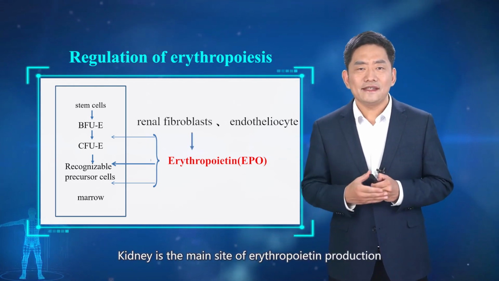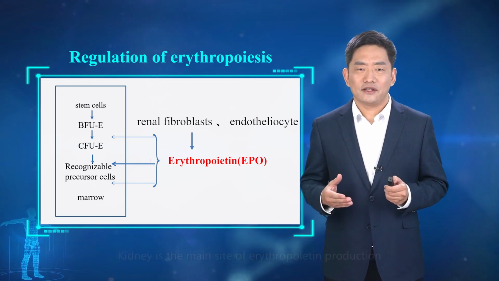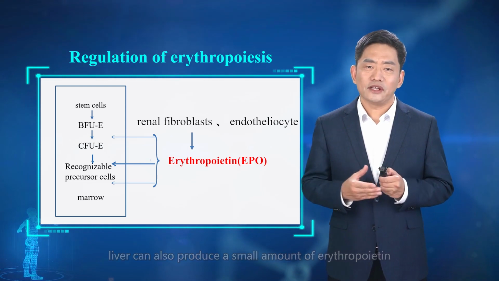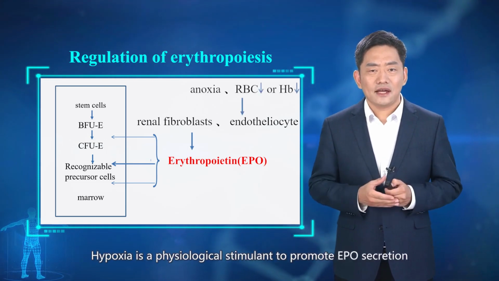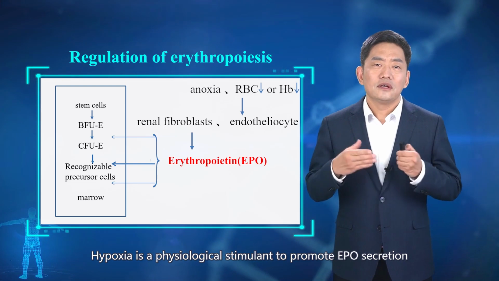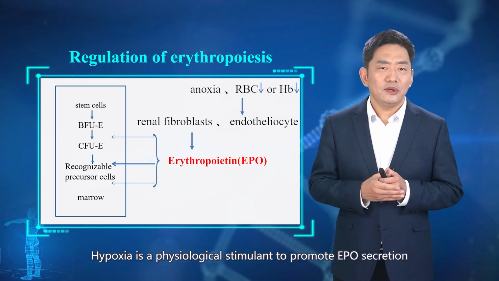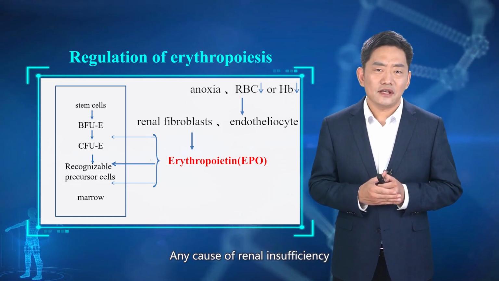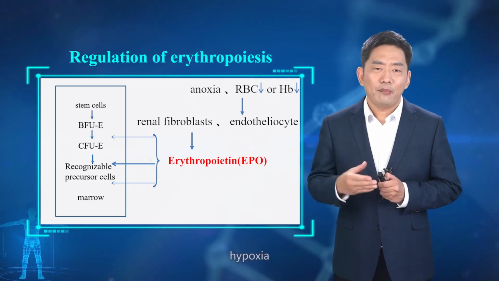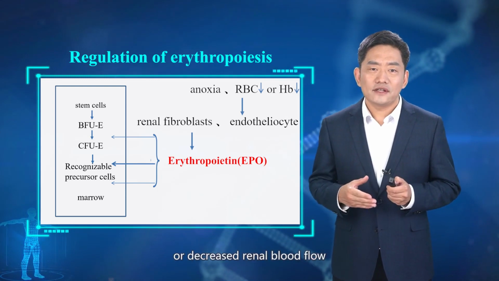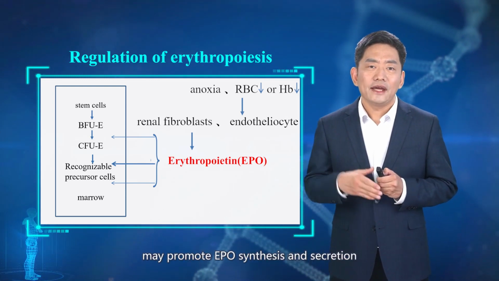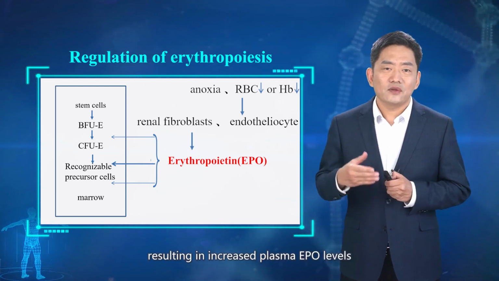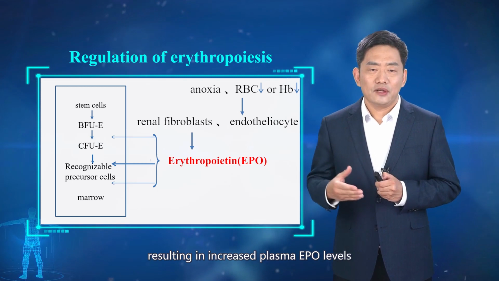Kidney is the main site of erythropoietin production. Liver can also produce a small amount of erythropoietin. Hypoxia is the physiological stimulant to promote EPO secretion. Any cause such as anemia, hypoxia, or decreased renal blood flow may promote EPO synthesis and secretion, resulting in increased plasma EPO levels.